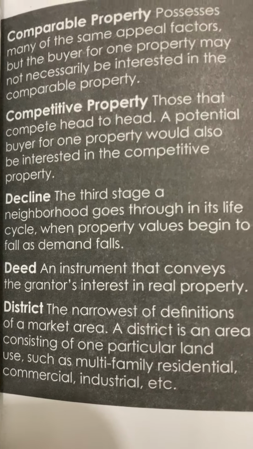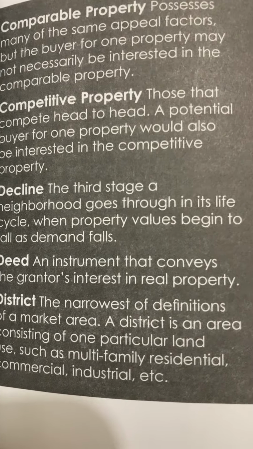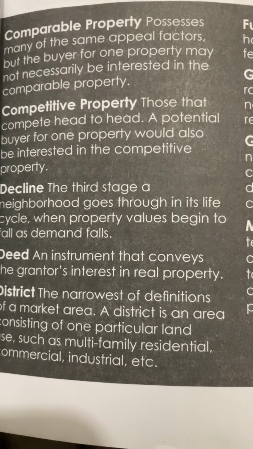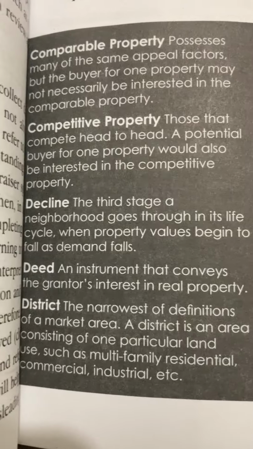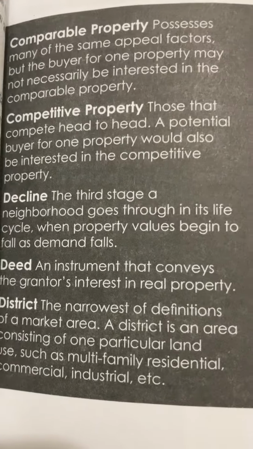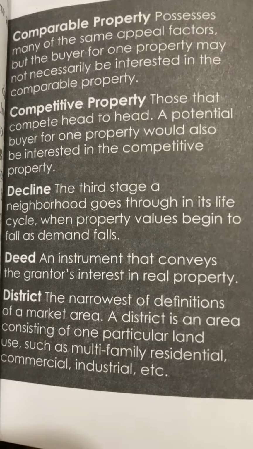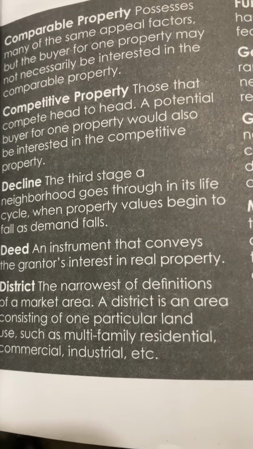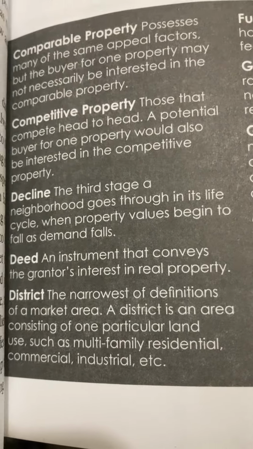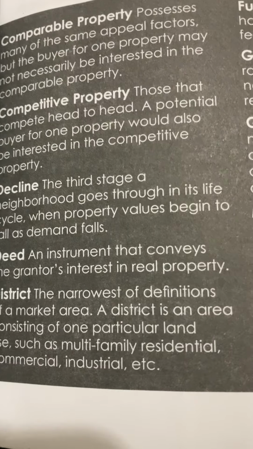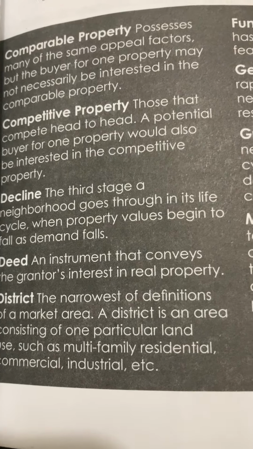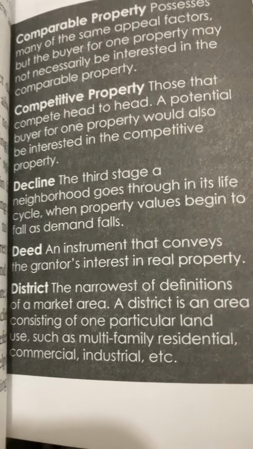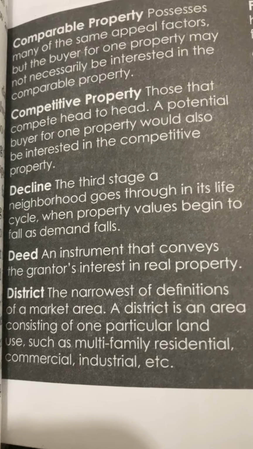Decline: the third stage a neighborhood goes through in its life cycle, when property values begin to fall as demand falls. Deed: an instrument that conveys the grantor's interest in real property. District: the narrowest of definitions of a market area. A district is an area consisting of one particular land use, such as multifamily residential, commercial, industrial, etc.